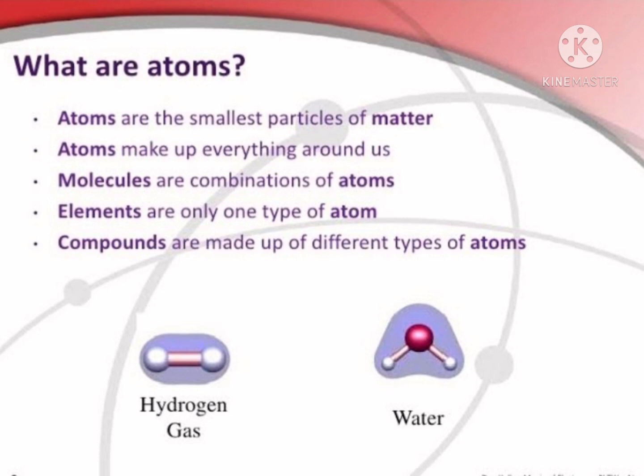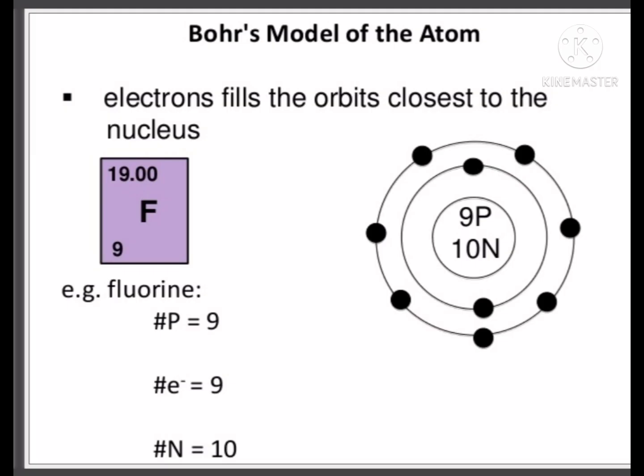Atoms are the smallest particle of matter. Atoms make up everything around us. When two or more atoms combine chemically, they make molecules. Elements are made up of only one type of atoms. Compounds are made up of different types of atoms.